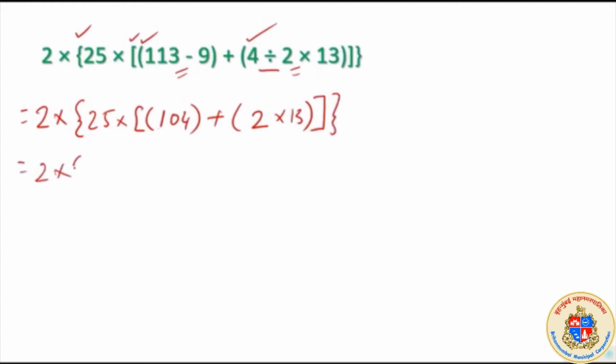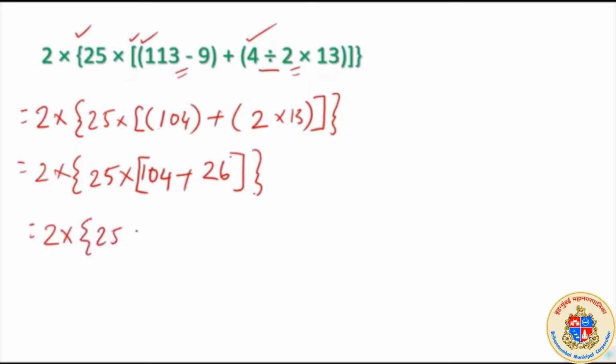2 into curly bracket, again 25. There is no need of bracket here, it can be written like this now, and 2 into 13 is equal to 26. Then you are having, I forgot to put the square bracket here just before 104. And this is the square bracket. Within the square bracket now curly bracket. Now what will happen? 2 into curly bracket 25 into 130. The square bracket is gone now.